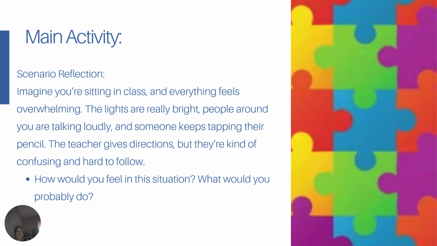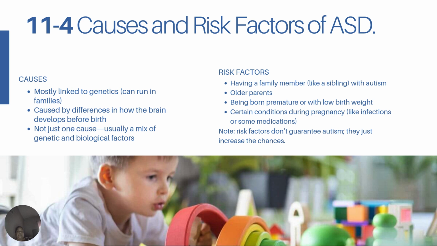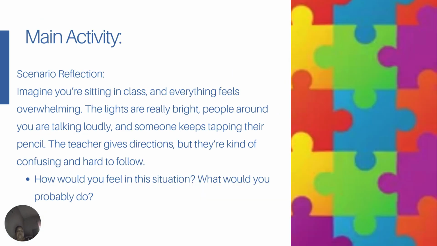Okay, let's move on to our main activity. So, our main activity is a scenario reflection. Imagine you're sitting in class and everything feels overwhelming. The lights are really bright, people around you are talking loudly, and someone keeps tapping their pencil. The teacher gives direction, but they're kind of confusing and hard to follow. How would you feel in this situation? What would you probably do? Sorry, pause your video and write your answer.